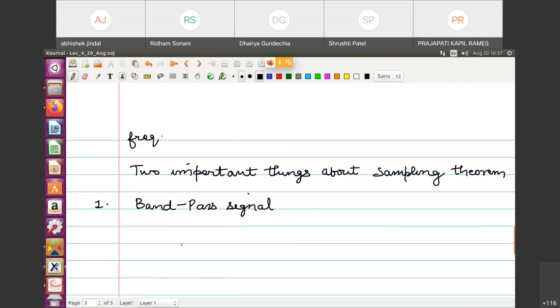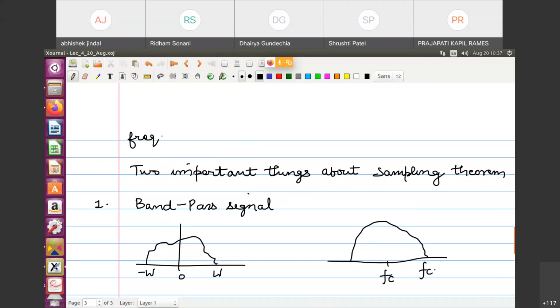Right now, up to now, what we have discussed is, let us say this was zero frequency. We said that there is some signal which is limited to minus W to W. But what about, if I shift this zero frequency to some frequency? Let us say this is some fC, maybe carrier frequency, and this is fC plus W, and this is fC minus W. But the span is still W, and you can take it to be 2W. But generally, we will say that the bandwidth is W.